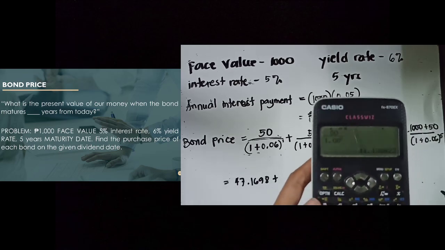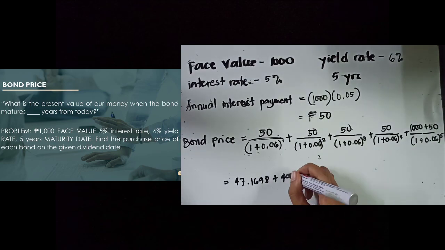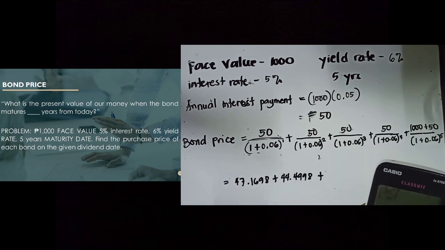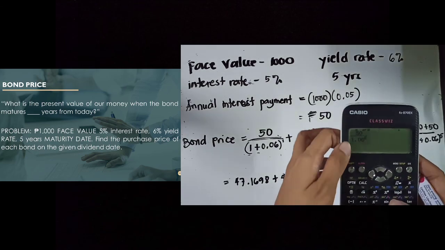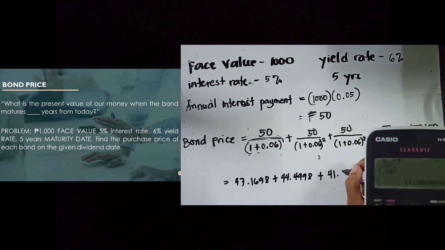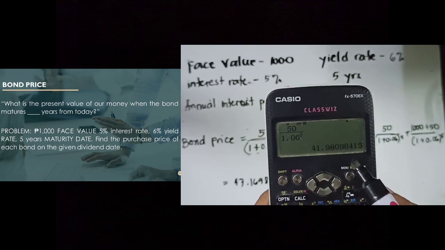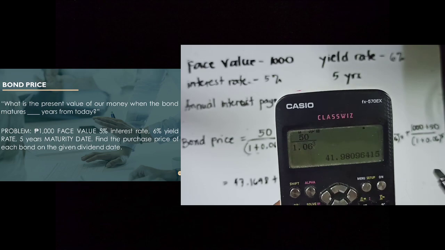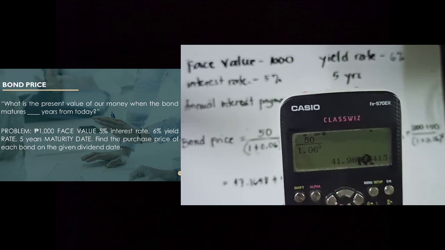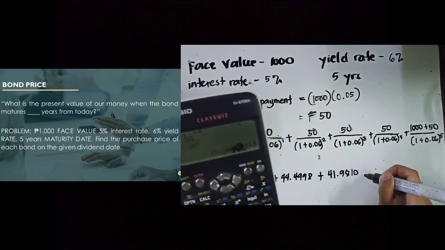Then plus, okay? So 50 divided by 1.06, then raised to 2. Okay, so that is equal to 44.4998. Then, plus 50. So, 50 over 1.06 raised to 3 and that is equal to 41.9898. So, round off tayo for decimal places. So, ang kasunod ni 9 ay 6. Ibig sabihin, itong 9 na to ay magiging 0 and itong 0 na to ay magiging 1. Okay? So, that is equal to 41.9810.